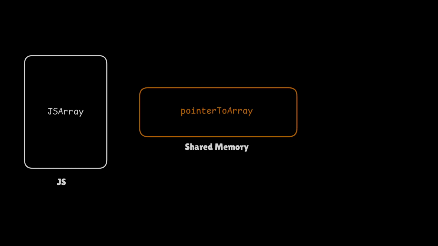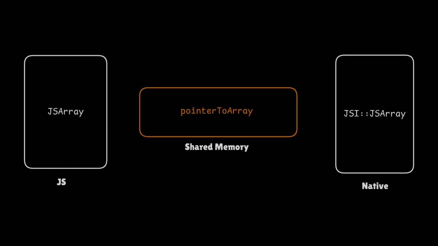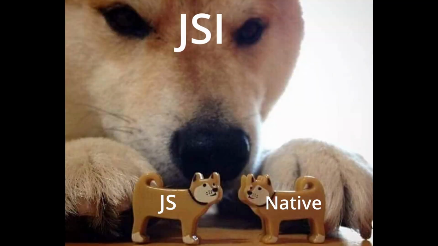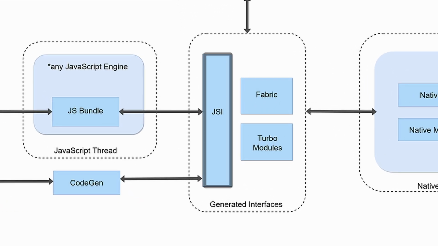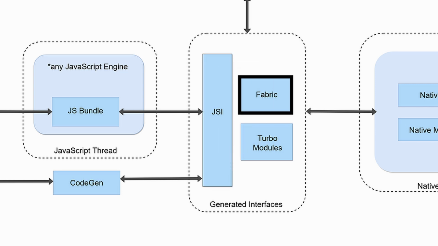The data is directly exposed in the C++ shared memory and can be accessed in the native thread via JSI. Therefore, we can conclude that JSI allows direct synchronous access to the native functions without the need of a bridge. Now, the JS and native communication via JSI should be clear. With that out of the way, let's move on to the next section, rendering.